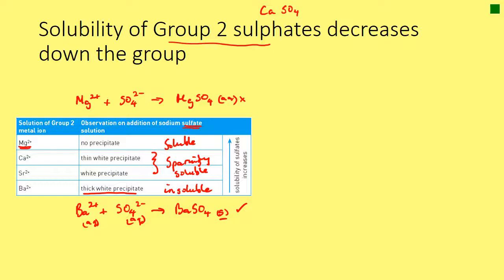Barium sulfate is insoluble. And so in terms of the trend, you can see the trend here. The solubility increases as you go from the bottom to the top of the group, or as the title suggests, decreases as you go down the group. And again, you don't need to know why at this stage. You just need to remember that that's the trend, and it's opposite to the trend of hydroxides.